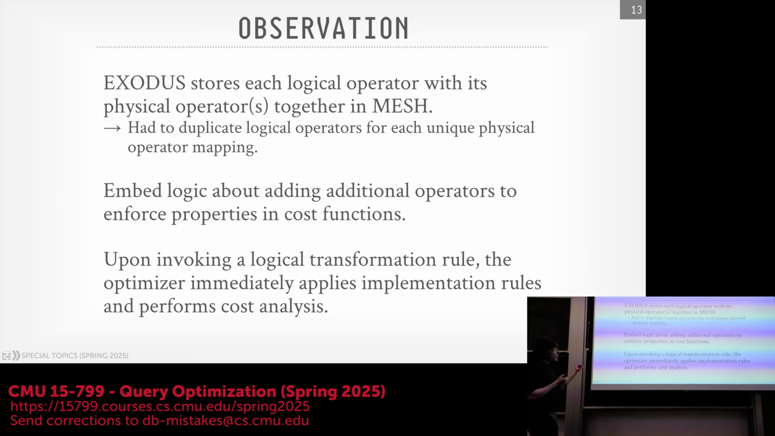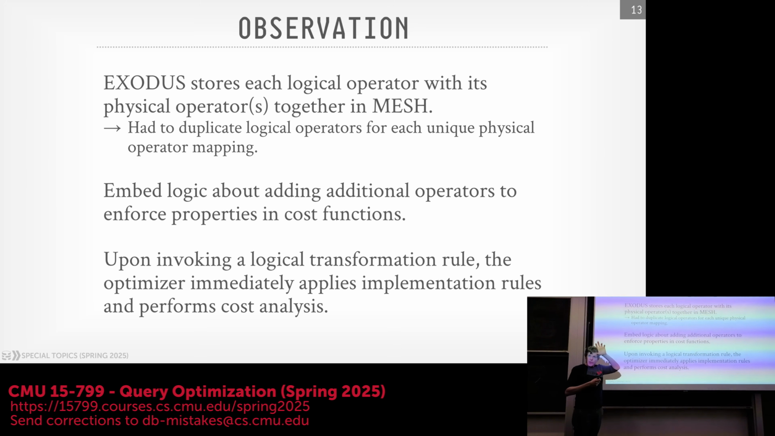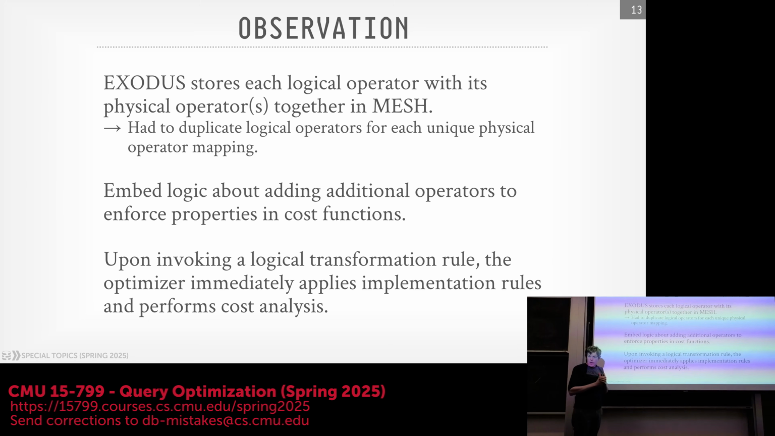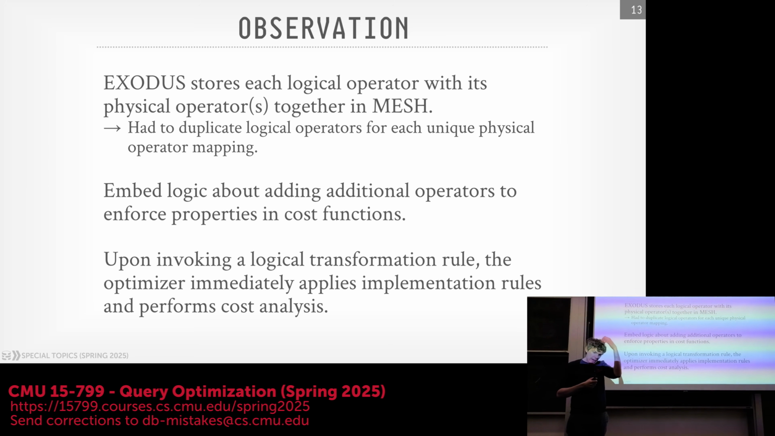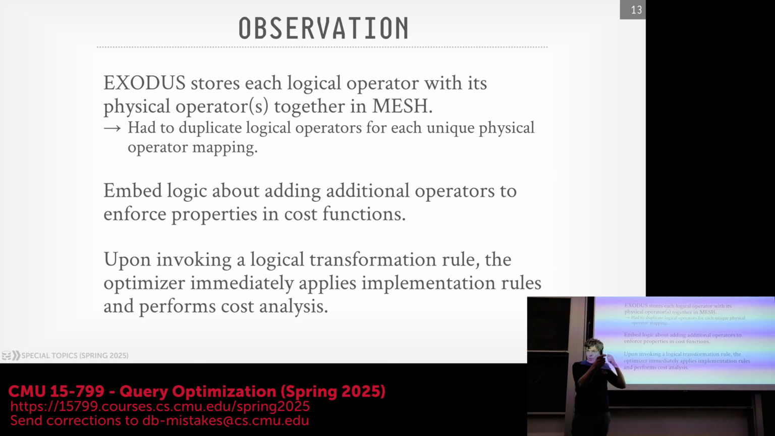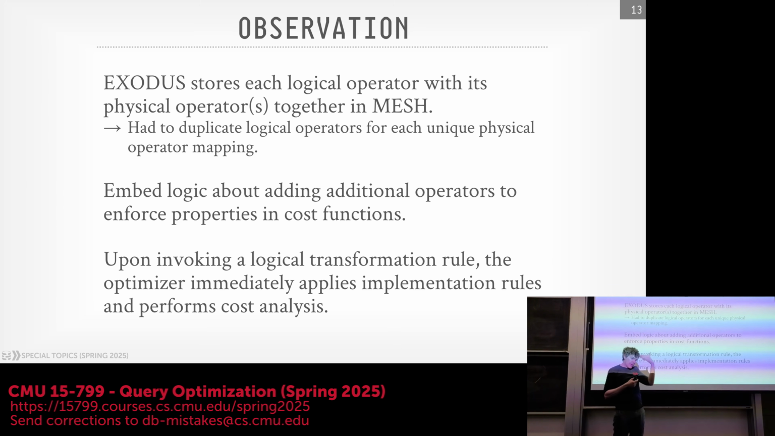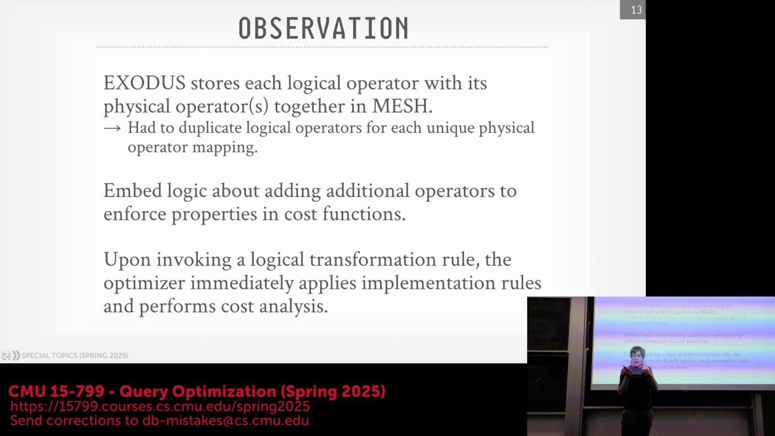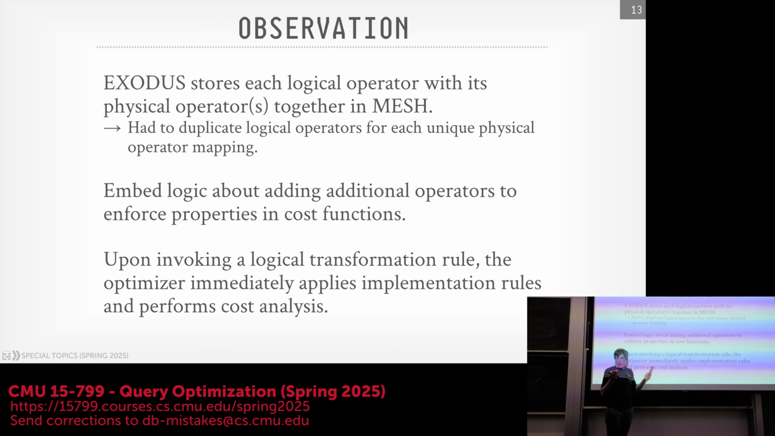All right, so one of the big flaws that Exodus is going to have is the way they represent all the operators that I've generated through these transformation rules in this mesh hash table. The key that you're going to do a lookup on is a combination of the logical operator and the physical operator it got converted to through an implementation rule. So if I have a logical operator that can get converted to a sort merge join, and the same logical operator can get converted to a hash join, I'm going to have two different entries in my mesh hash table representing both of them.